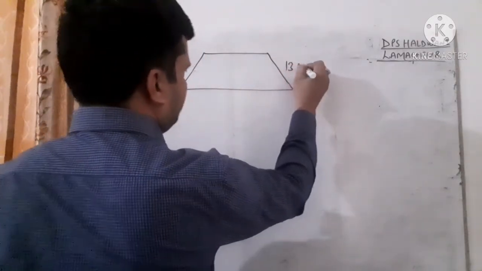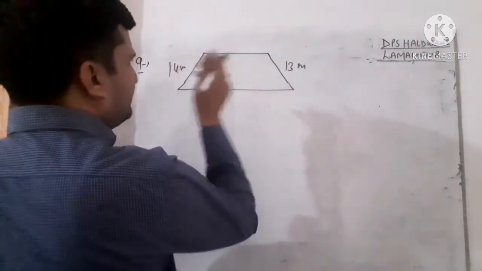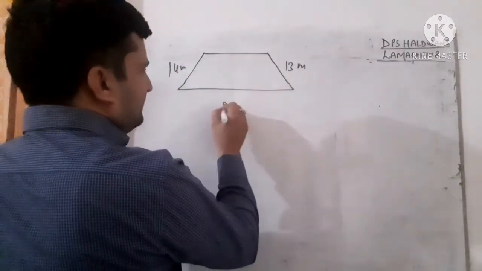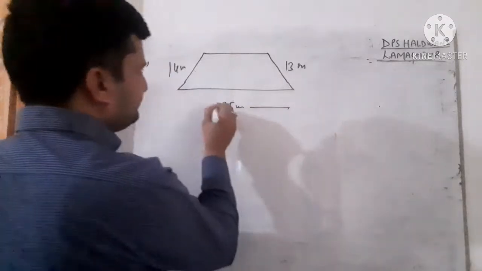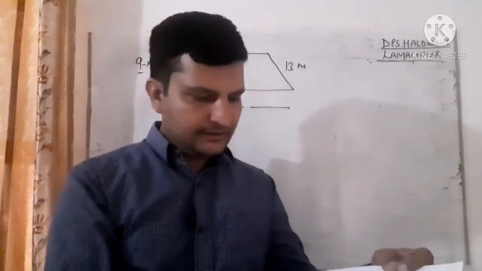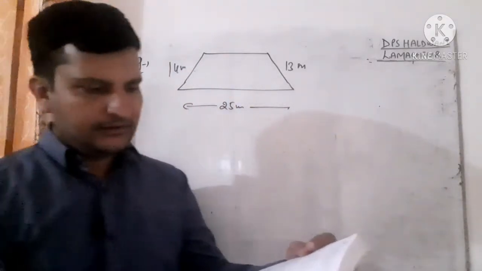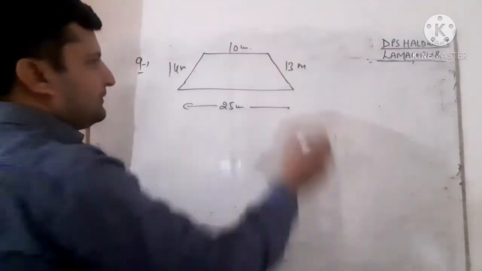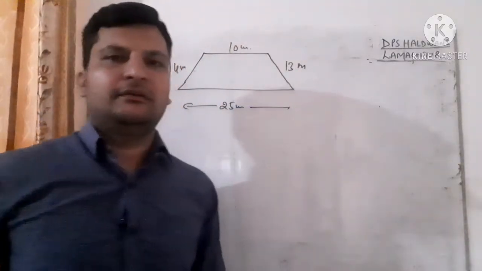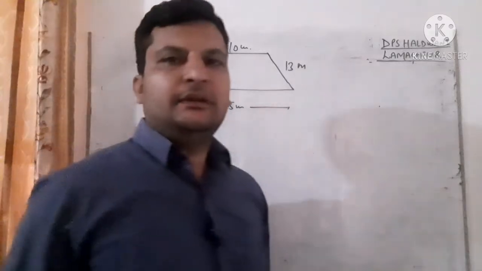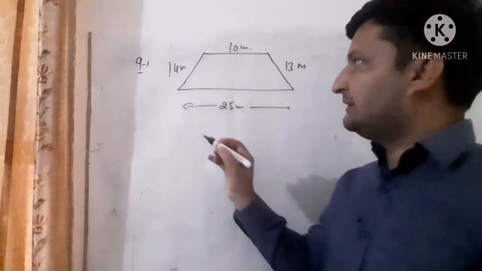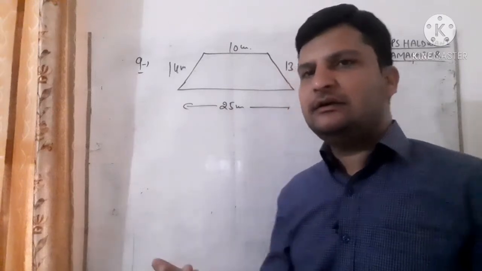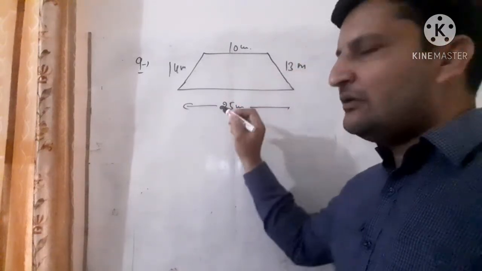This is 13 meter, this is 14 meter, and this whole is 25 meter, and the next one is given 10 meter. So student, we have to find the area of this region. How we can find it? We can make it into parallel and we can divide it into a parallelogram and a triangle.